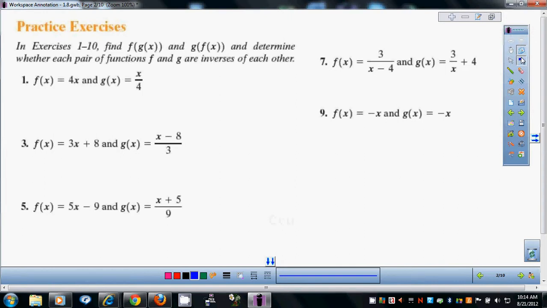Now, number 1 is straight from the DOM, but basically, the exercise is 1 through 10. Take both compositions and determine whether each pair of functions are inverses of each other. If they both go to x, then they are. So this one would have been a yes, or as I like to put, a smiley face. If they aren't, then it is a frowny face.